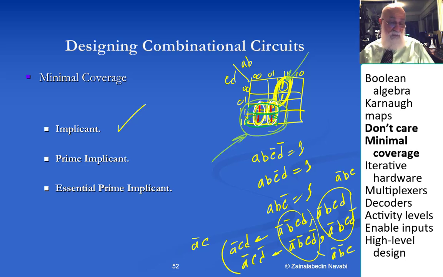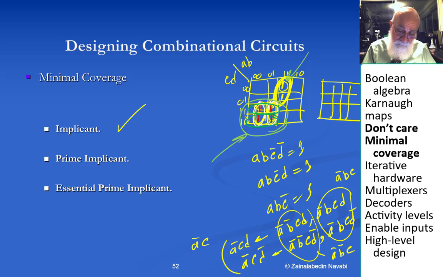Okay, so implicants, anything that can turn a function into a 1 is an implicant. Prime implicant is an implicant that no other implicant can completely cover. Okay? Essential prime implicant. Okay, let me do an example here, in which I'm going to show you implicants and prime implicants again. Let's say my function is this.